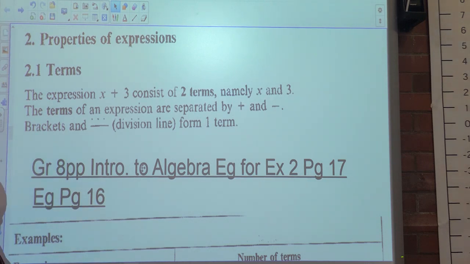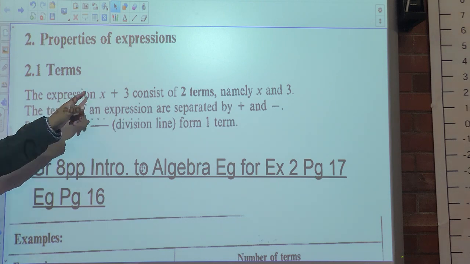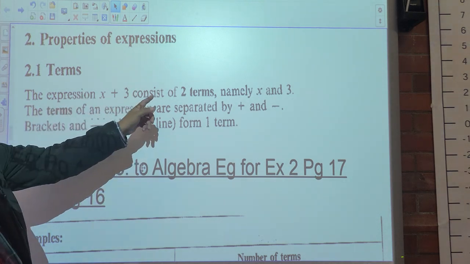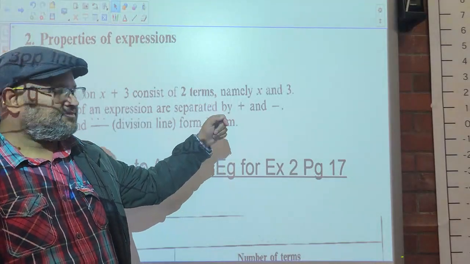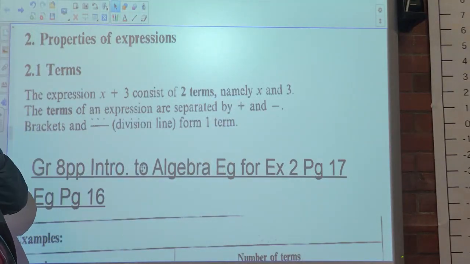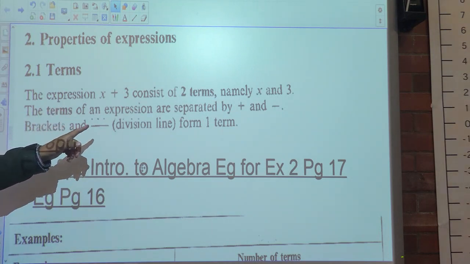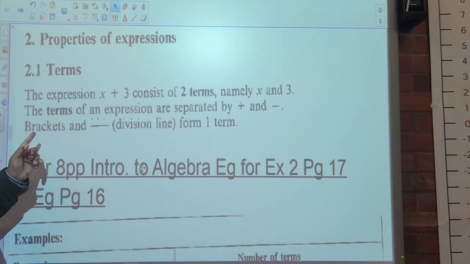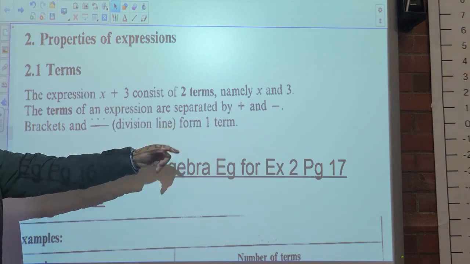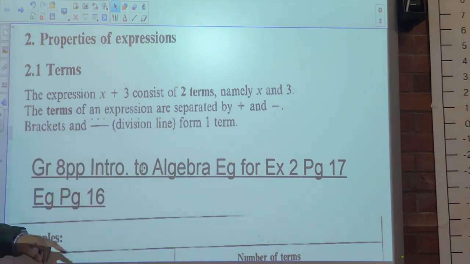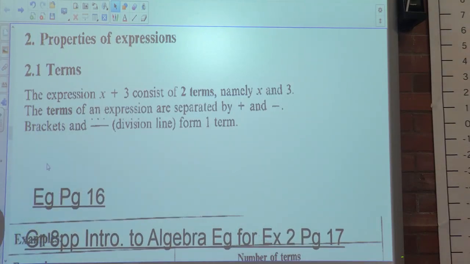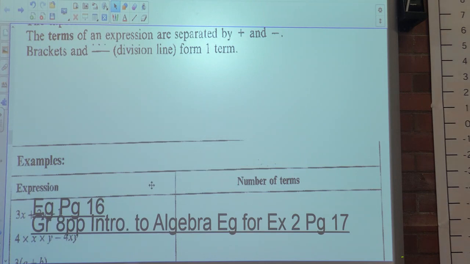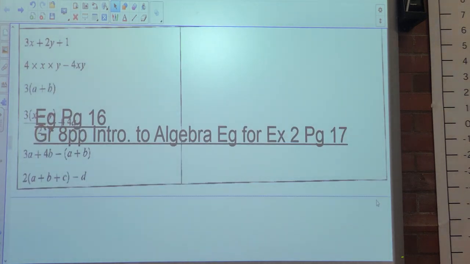So we're looking at properties of expressions. The first thing we're going to look at is terms. Okay? The expression x plus 3 consists of two terms, namely x and 3. The terms of the expression are separated by positive and negative signs. Brackets and division lines form one term. You guys understand? Alright. So, with that in mind, let's look at these examples pertaining to the number of terms there are.